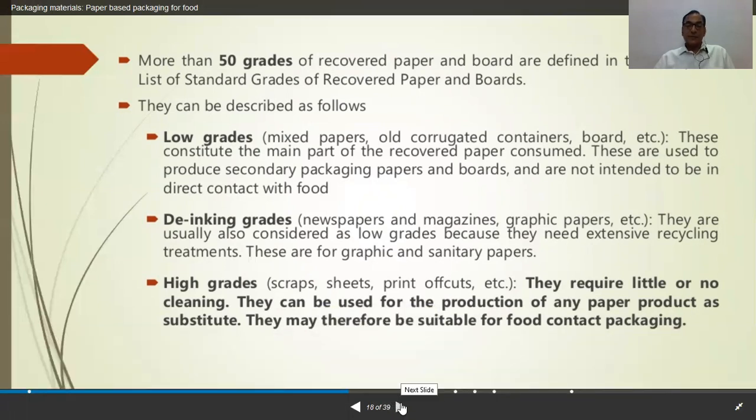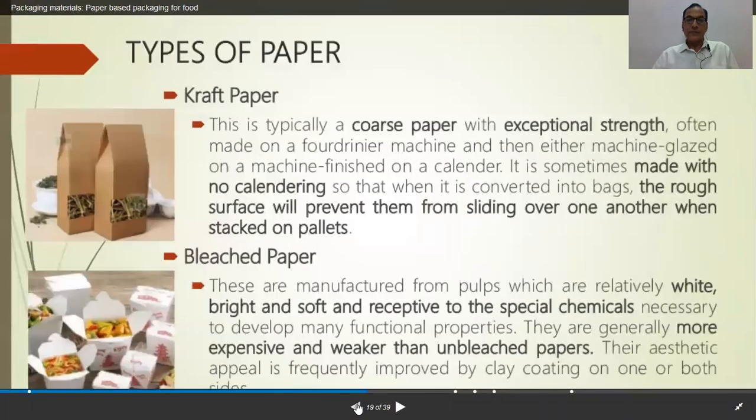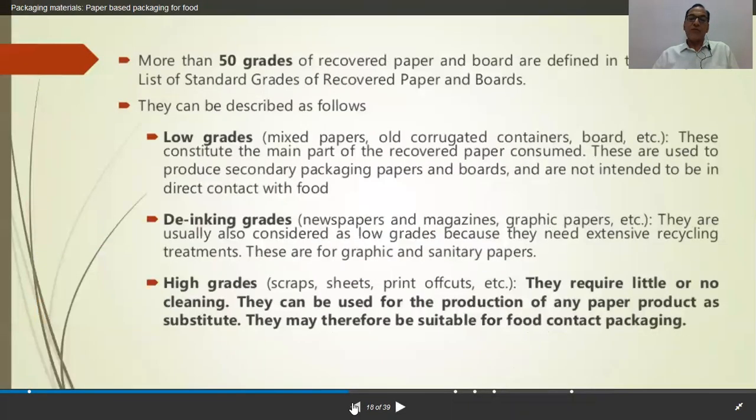Okay. So high grades, they require little or no cleaning. They can be used for the production of any paper products as substitute. Low grades, they are to be cleaned. De-inking grades, from where I have to remove the ink by using bleach. All right. And then types of paper I have already told yesterday. So that was about the manufacturing process of the paper.